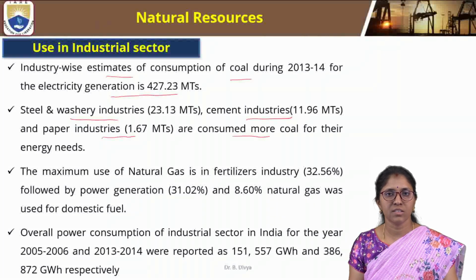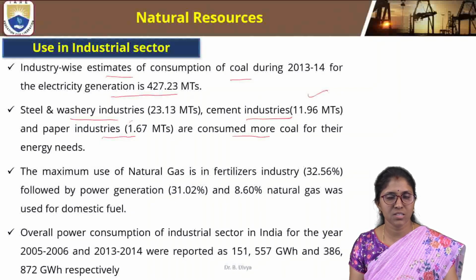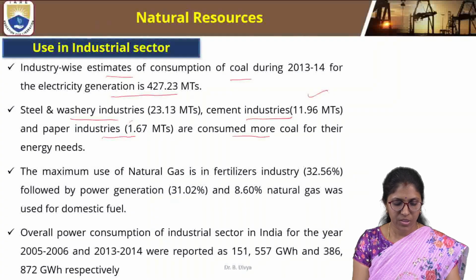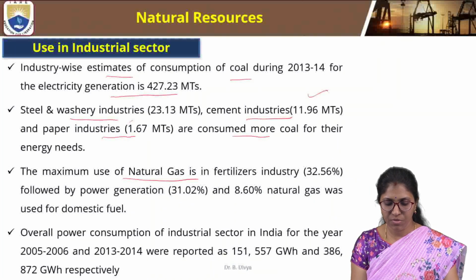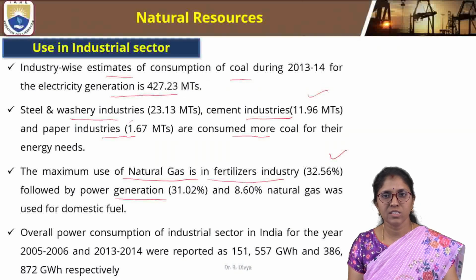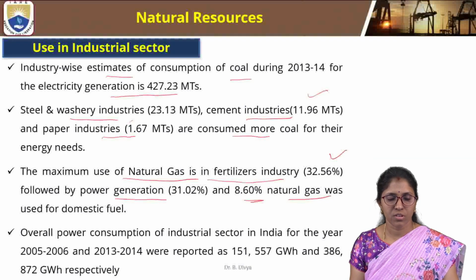All these industries, steel and washery industries, cement industries, paper industries, consumed more coal for their energy needs. The maximum use of natural gas is in the fertilizer industry, that is 32.56%, followed by power generation, that is 31.02%, and 8.60% of natural gas was used for domestic fuel.